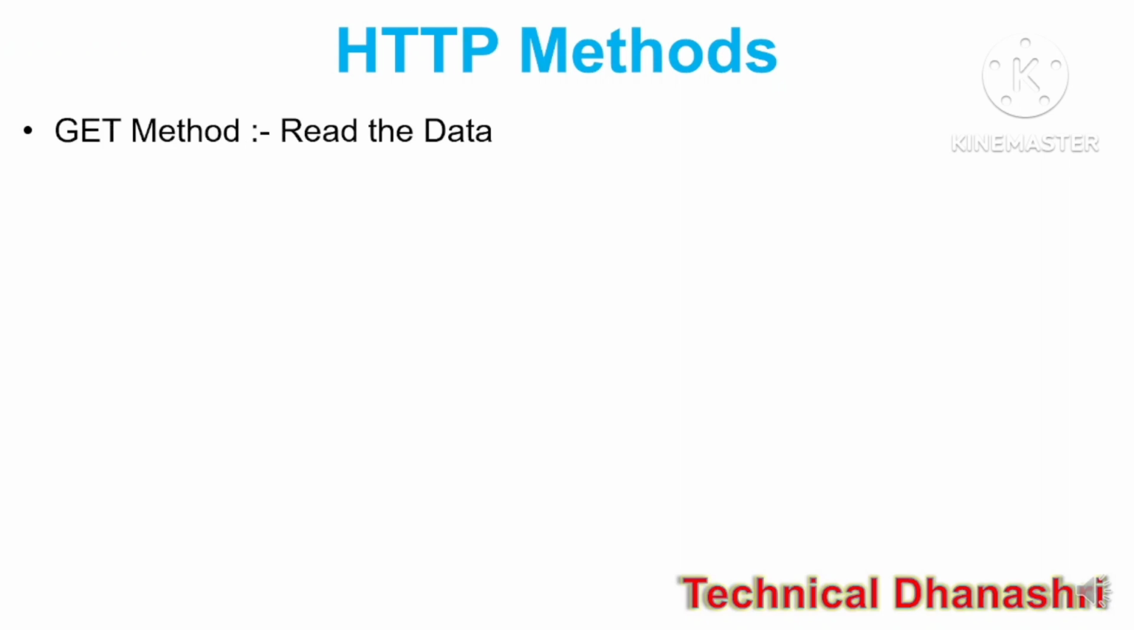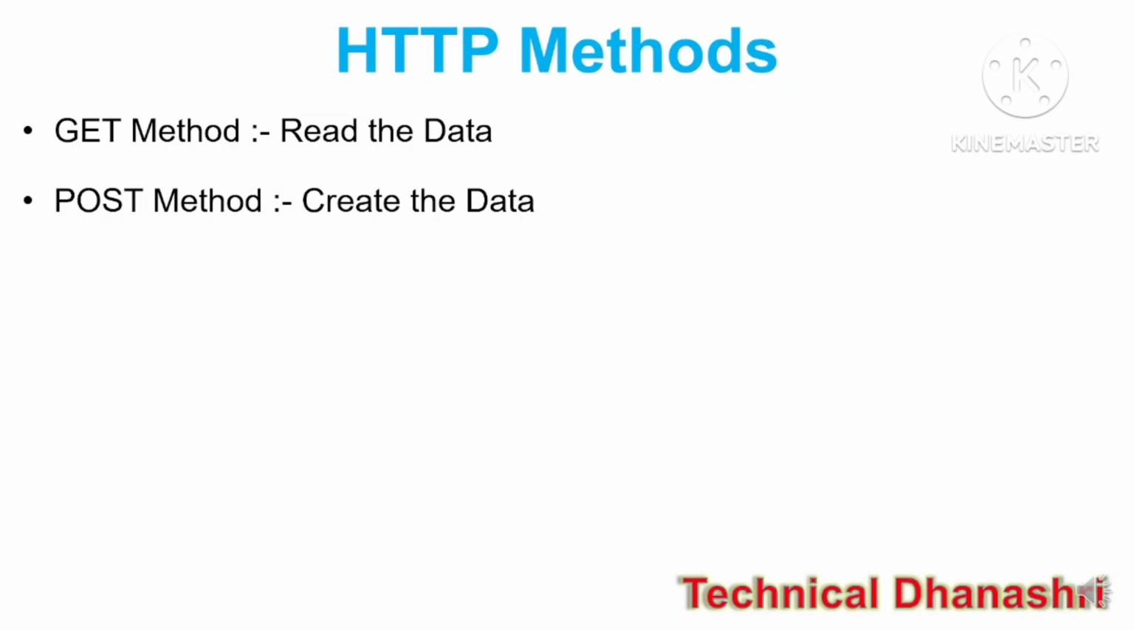So the GET HTTP method we use for retrieving the data or the resource which is already present in our database. GET method is used to read the information, and in the GET method we have a request header, request URL, request method. In that GET method we do not use the request body. So the next HTTP method is the POST HTTP method.